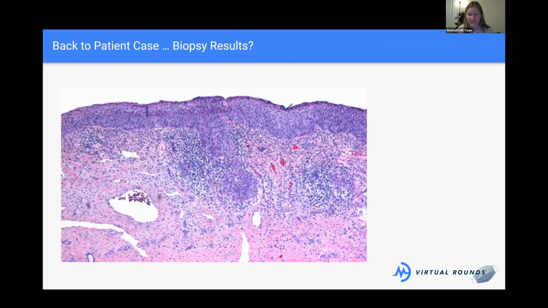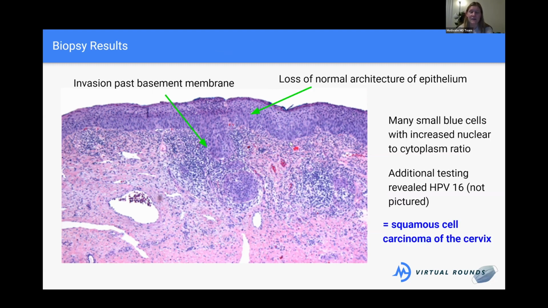Yes, perfect. You guys nailed it. We see this giant thing here coming down, and it's right around these blood vessels, and this is not looking good. This is unfortunately going to be, as Emanuela just said in the chat, an invasive carcinoma. So our final diagnosis here is a squamous cell carcinoma of the cervix.